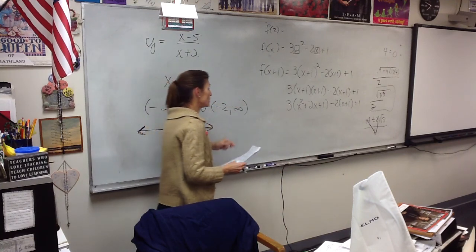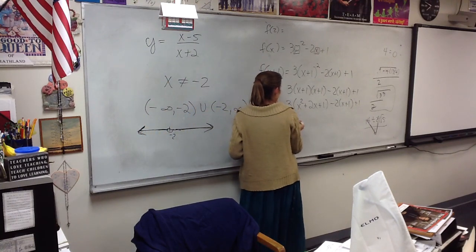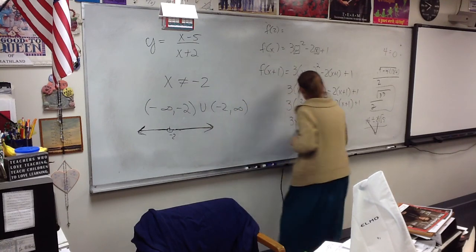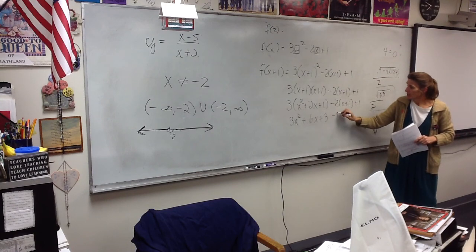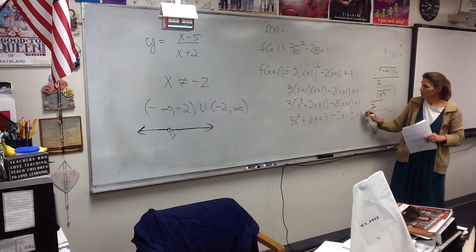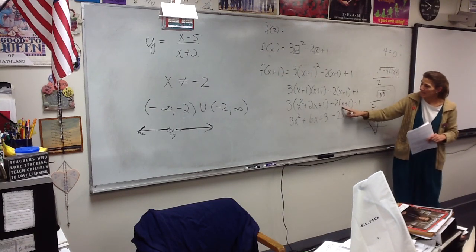Now I can distribute. So what do I get when I distribute here? 3x squared plus 6x plus 3 minus 2x minus 2 plus 1. Watch it, that's distributing a negative.